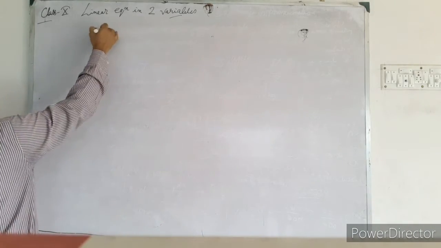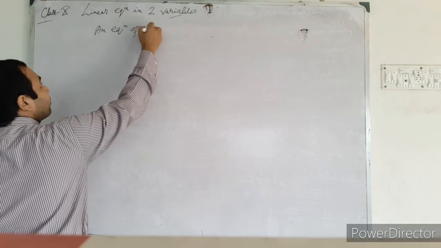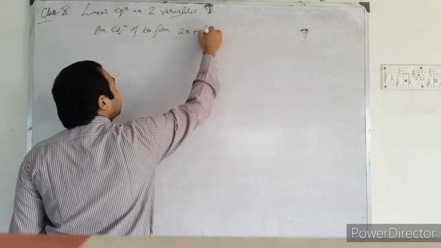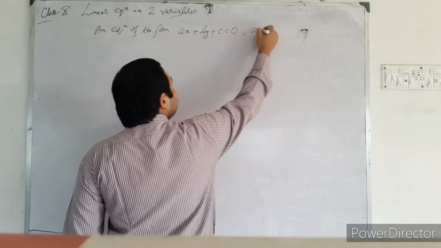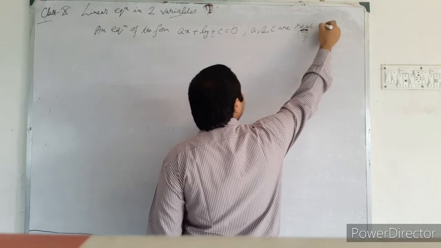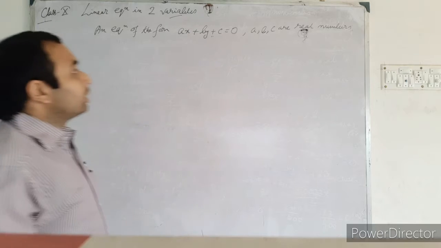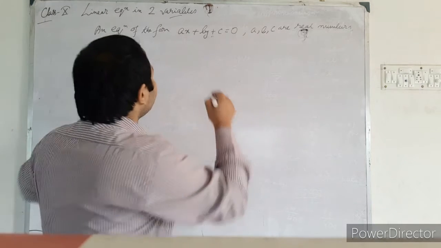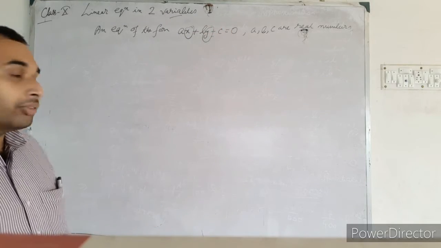Actually an equation of the form ax plus by plus c is equal to 0, where a, b, c are constants, real numbers, and x, y are the variables. So this is called the linear equation. Here just see two variables are there, x and y. Those are the two variables.